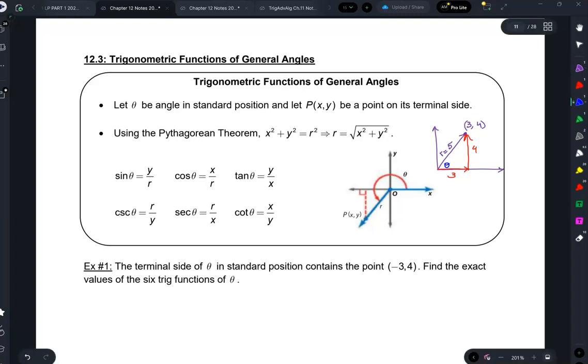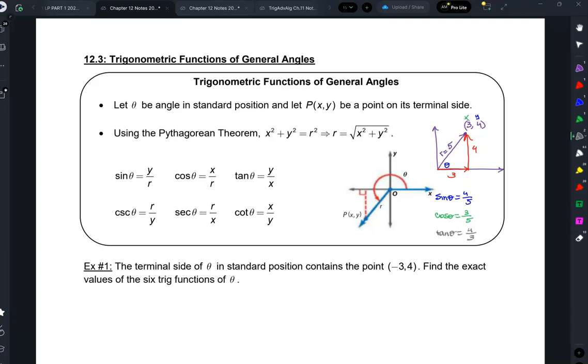So now that we have this, is it possible to find the sine of theta using SOHCAHTOA? Yeah, that's opposite over hypotenuse, 4 over 5. But that 4 is just the y value, right? Over r. Okay, can I find the cosine of theta? Yeah, that's adjacent over hypotenuse, 3 over 5. But that 3 is just the x-coordinate over r. Tangent of theta is opposite over adjacent, 4 over 3, but that's just y over x.